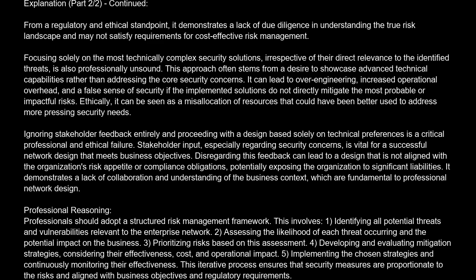Professional reasoning. Professionals should adopt a structured risk management framework. This involves: 1. Identifying all potential threats and vulnerabilities relevant to the enterprise network. 2. Assessing the likelihood of each threat occurring and the potential impact on the business. 3. Prioritizing risks based on this assessment. 4. Developing and evaluating mitigation strategies, considering their effectiveness, cost, and operational impact. 5. Implementing the chosen strategies and continuously monitoring their effectiveness. This iterative process ensures that security measures are proportionate to the risks and aligned with business objectives and regulatory requirements.